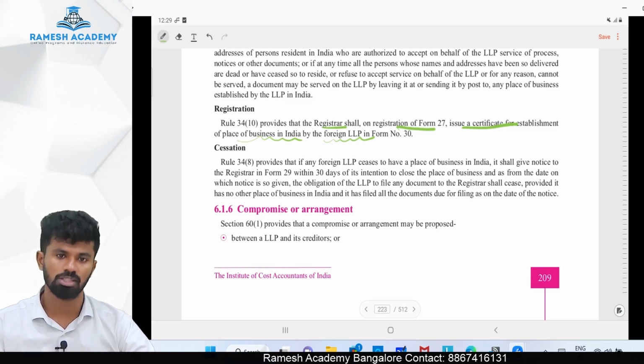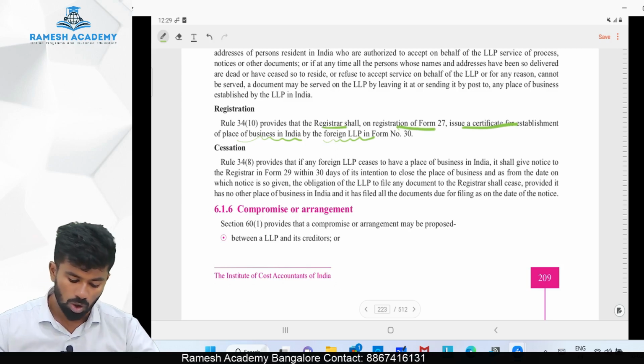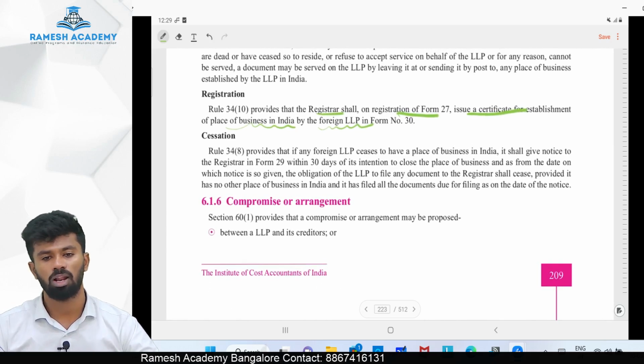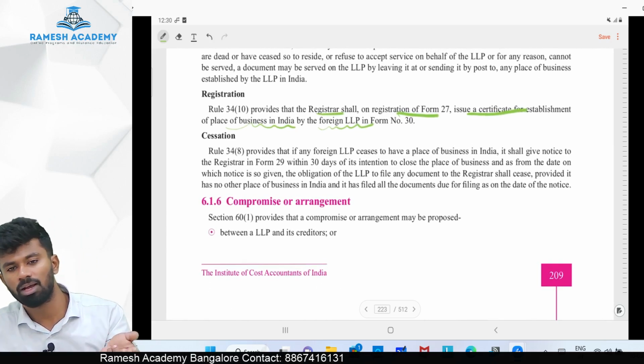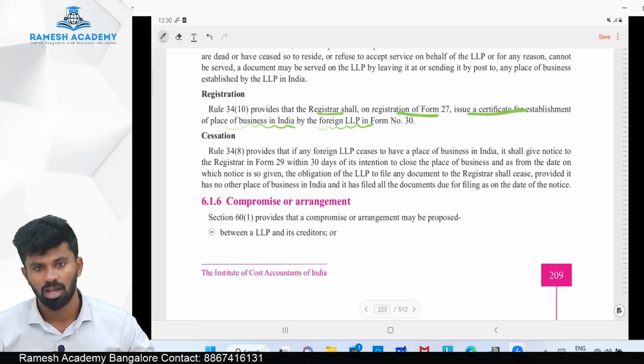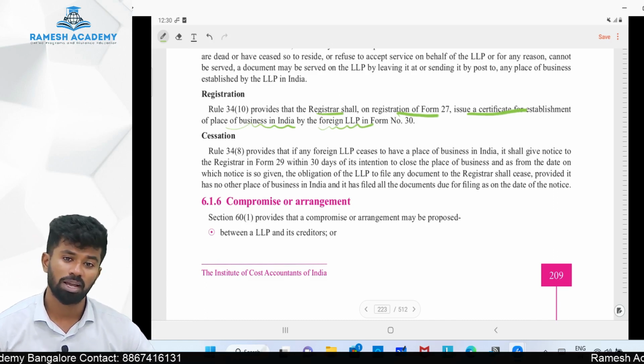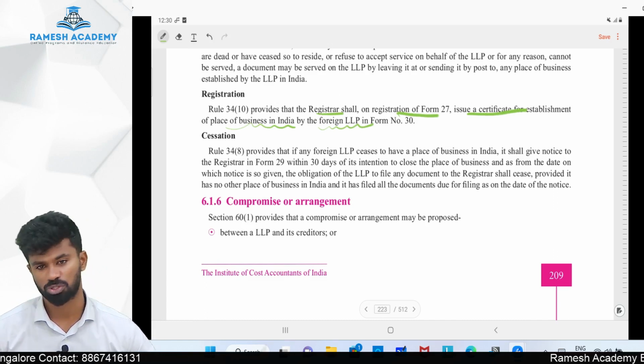And any changes in the details, again, that has to be intimated to the ROCs. Compromise or arrangements. What are they? When a company or LLP compromises with the rights of its creditors or shareholders, it is called a compromise or arrangement. See, an arrangement happens when there are no disputes.